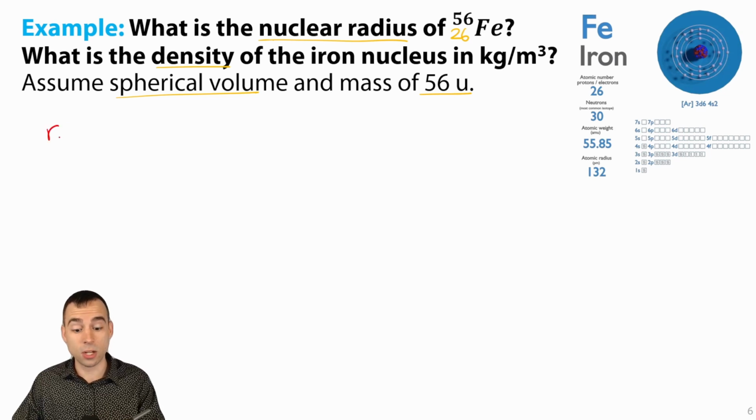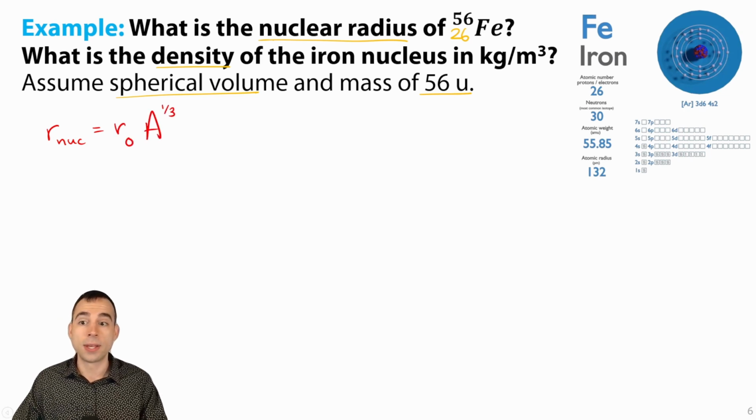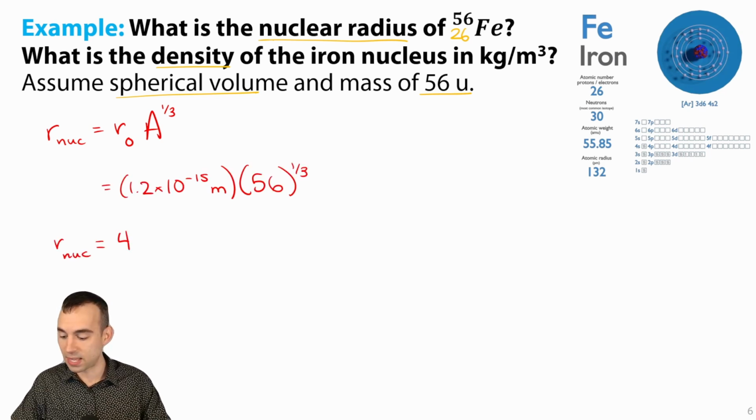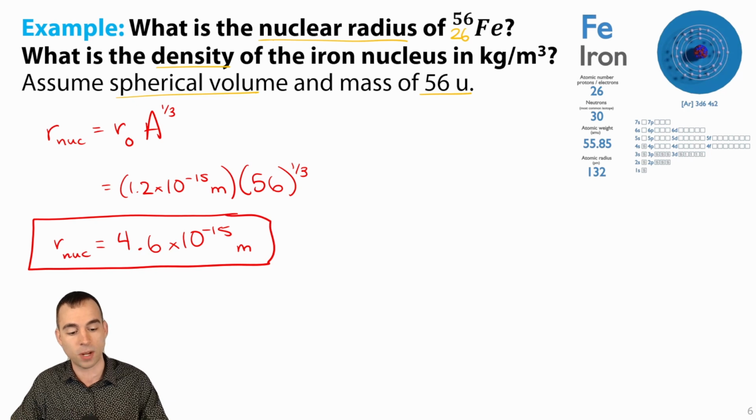So to calculate the nuclear radius, we will multiply R0 times the mass number to the 1/3 power. So here we'll go ahead and calculate the radius of the iron nucleus. For the radius of this nucleus, I'm getting a value of about 4.6 times 10 to the negative 15 meters. That is very small, much smaller than even the orbit of the electron around the atom itself. The nucleus only makes up a very small volume of the actual atom.